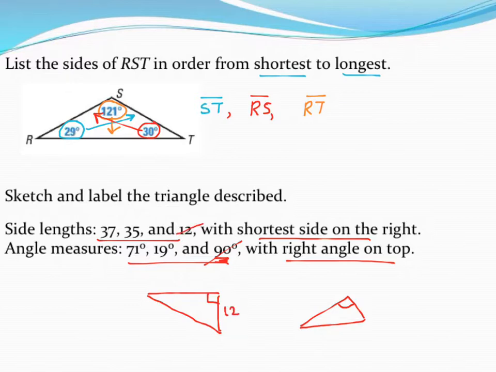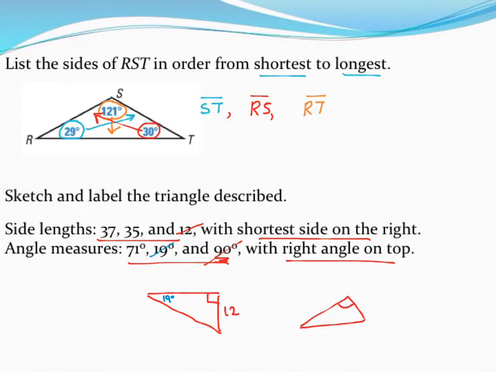Now you may think, well, I can just put the other numbers wherever I want to, but remember, be careful. The shortest side has to be across from the smallest angle, and the biggest side across from the biggest angle. So since 12, that smallest side, is on the right of this, I have to make sure that my smallest angle is opposite that. Well, my smallest angle in the list is 19 degrees, so I have to make sure that that 19 is across from side 12. It's got to be that way or it's not drawn correctly.